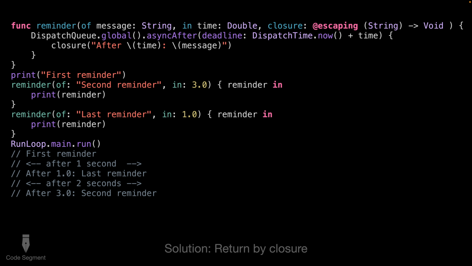It lets us here, when we call reminder of second reminder in 3, then we get this closure parameter, right? Reminder in, and then we can print it, okay? So second reminder comes back to us in 3 seconds here, right? And it's been changed, right? It's been changed to have this after time message thing, right? And so after 3 seconds, this piece of code runs, right? But again, because any closure that you pass and use in a dispatch queue async call is escaping, that means this closure needs to be escaping, which is why we learned what escaping was, okay?